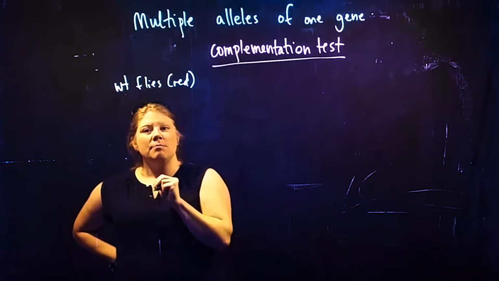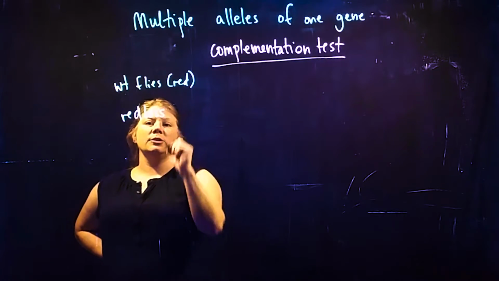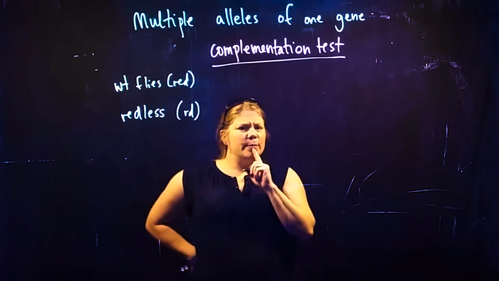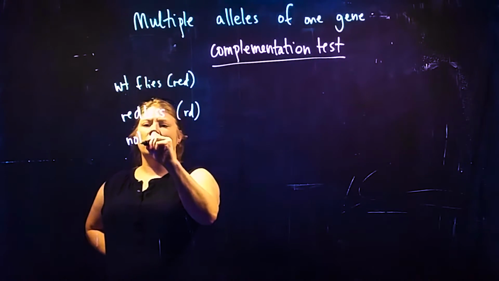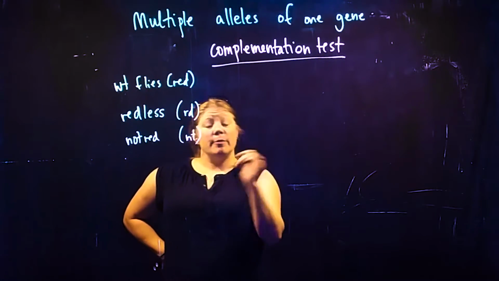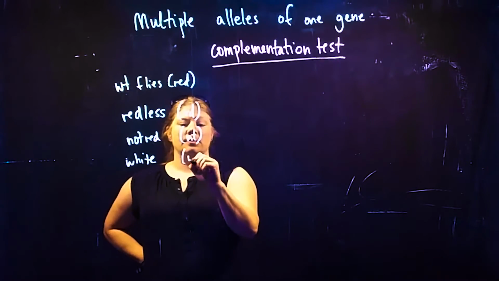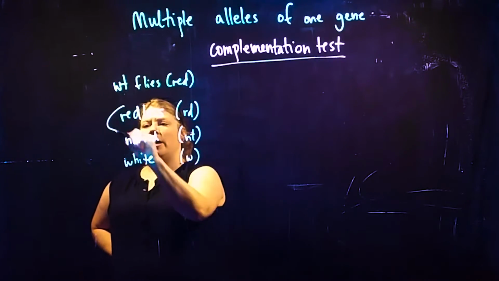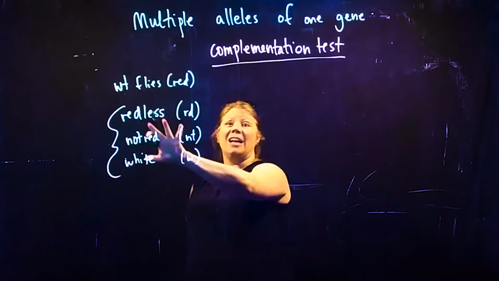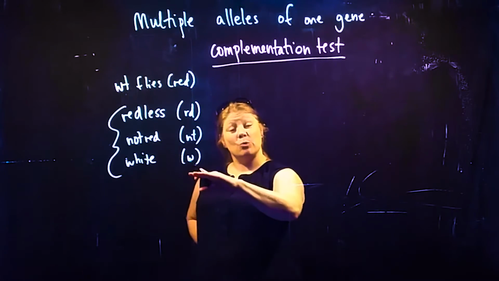And then you receive three mutants from different labs. You receive a redless mutant, which we're going to call RD. You receive from another lab a mutant called not red, which we're going to shorten to NT. And then from a third lab, you receive a fly who has a mutation called white, which we're just going to call W. Now, these are three mutants that all have the phenotype of not having red eyes anymore, unlike the wild type flies. You've got three mutants with white eyes.